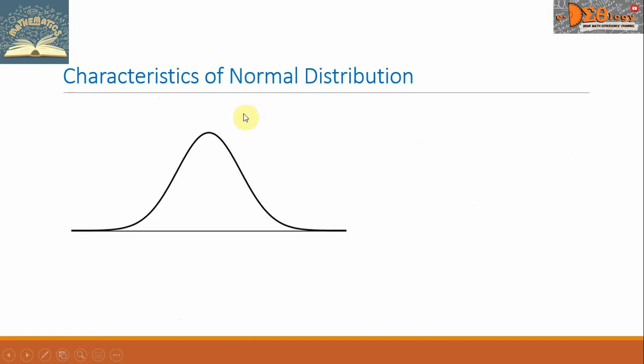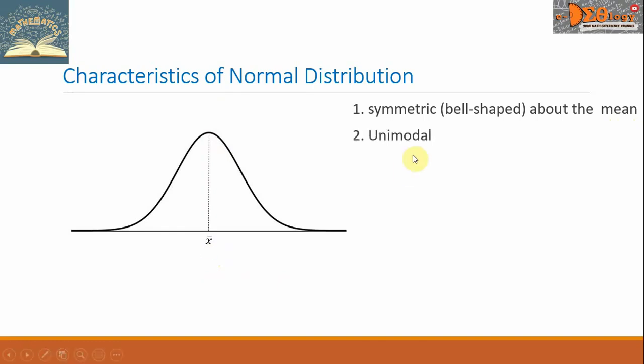The normal distribution has characteristics. Number one, it is symmetric about the mean. Since it is bell-shaped, this vertical line at the center is where the mean is located, and there is symmetry about the mean. Number two, unimodal. There is only one mode. We define the mode as the value with highest frequency, and from this graph, the highest peak corresponds to highest frequency. So the mode is also located at the center.